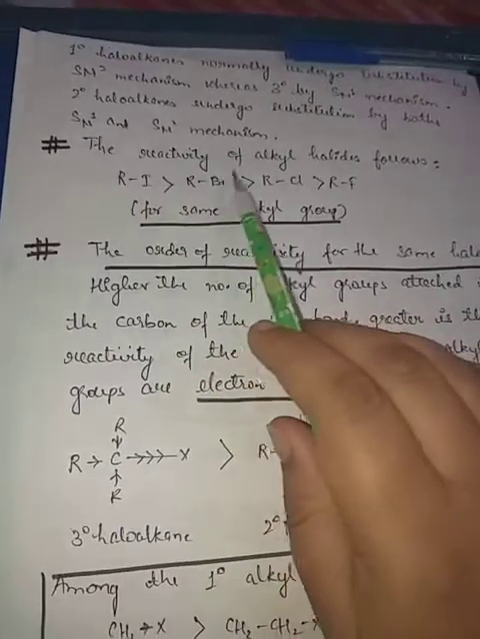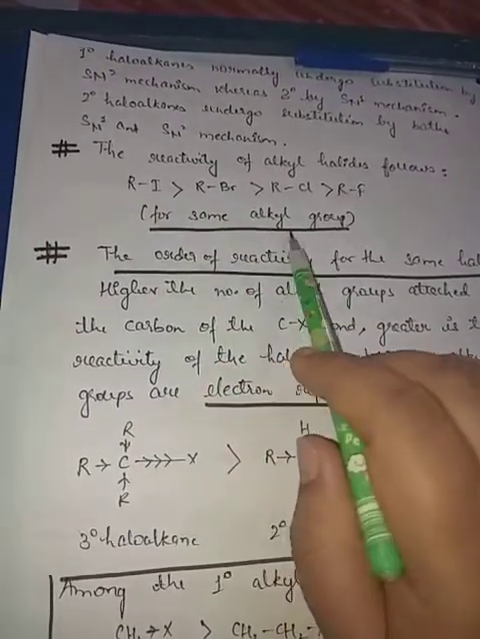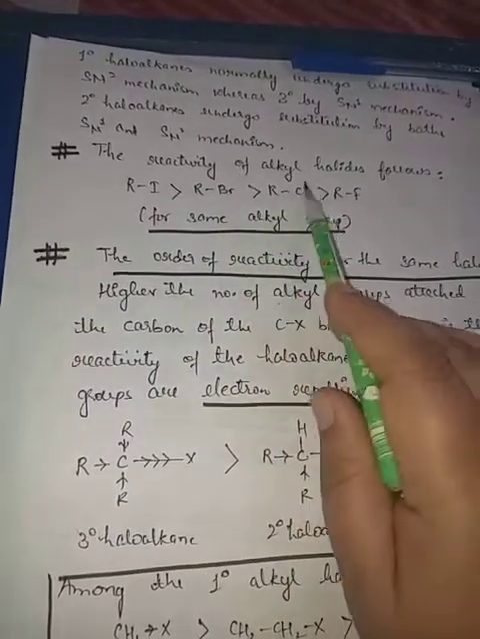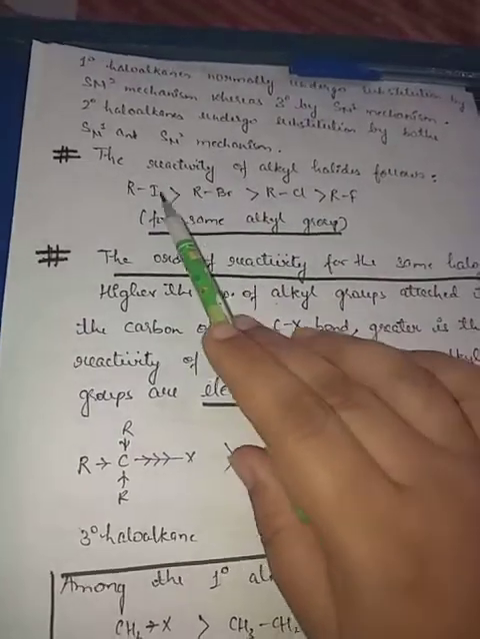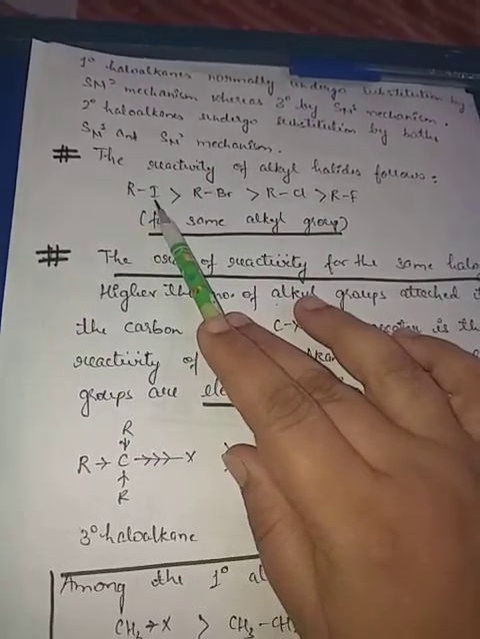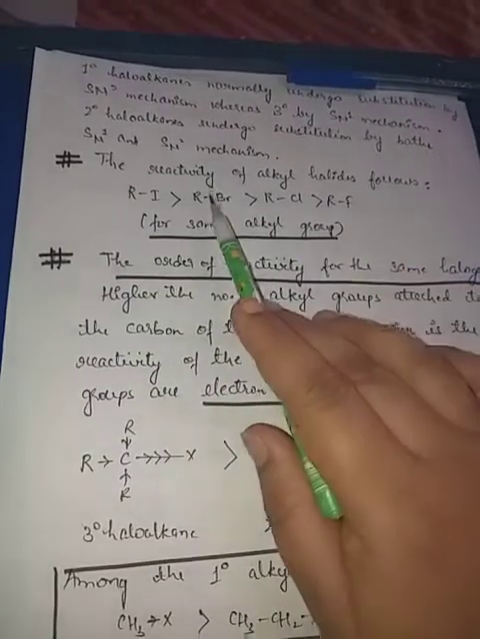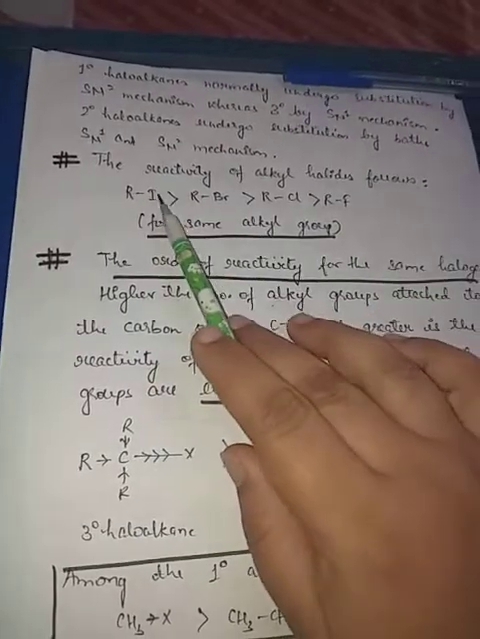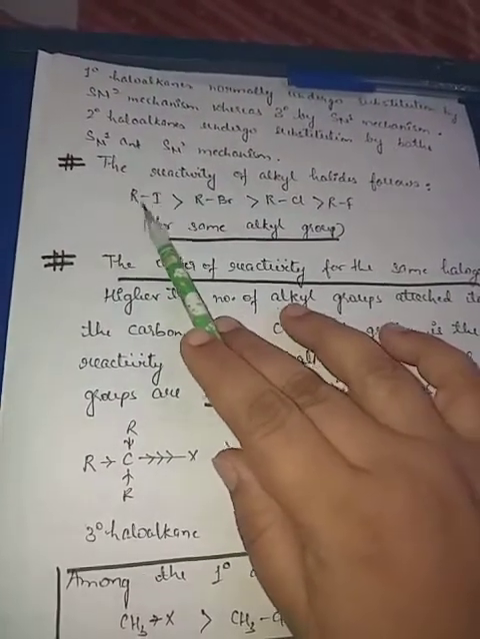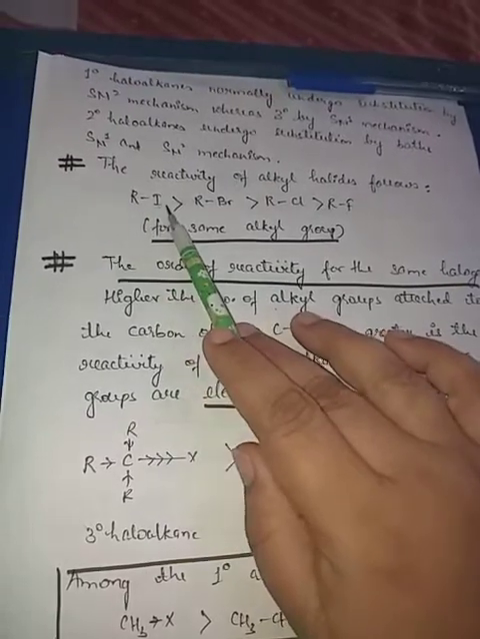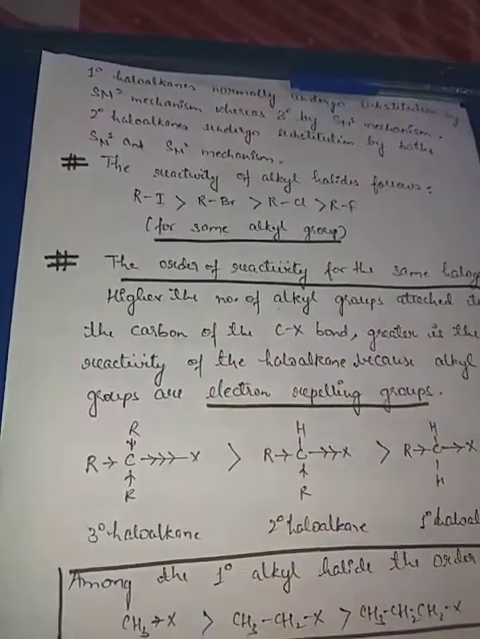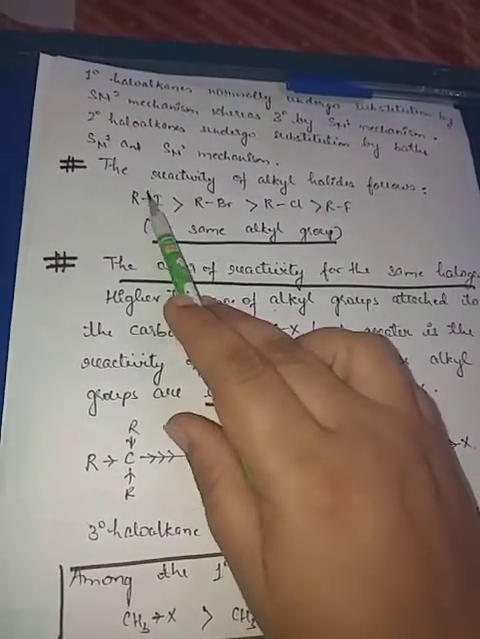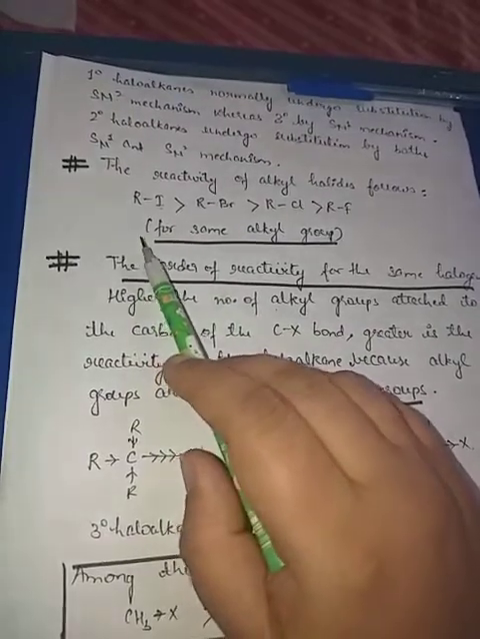So the reactivity of alkyl halides, if the alkyl group is the same and the halogens are different, follows the rule that R-I will react very readily as compared to R-F. R-I, then R-Br, then chloro, and then fluoro. This is because the atomic size is largest, so its bond length is largest, and the more the bond length, the lesser the attraction between the two ions, and that's why this bond will be broken easily.